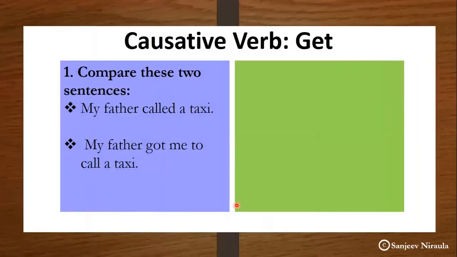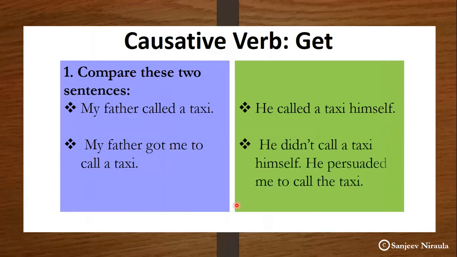The causative verb get. Let's see these sentences together. My father called a taxi. That means he called a taxi himself. He did the work himself. But in the second sentence, my father got me to call a taxi. He did not call the taxi himself. He persuaded me to call the taxi. The causative verb get means that a person persuades or convinces another person to do something.